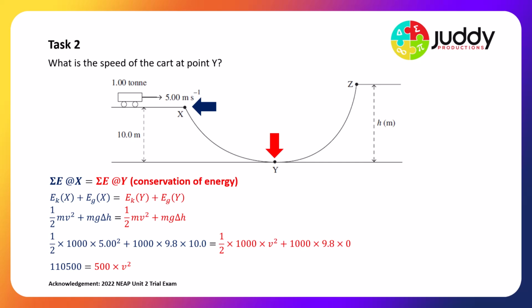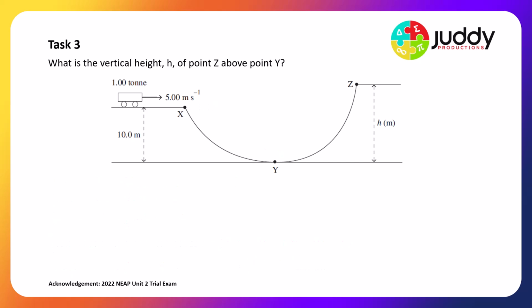We now want to work out what is v, the speed of the system. So we divide both sides by 500 and then take the square root, giving us a speed at point Y of 14.9 meters per second. Again, a relatively simple calculation, given the understanding that the total or the sum of the energy anywhere in the system is equal. Task number 3.